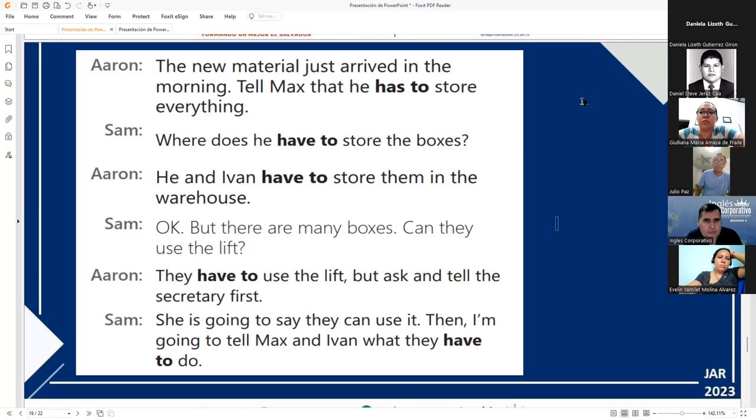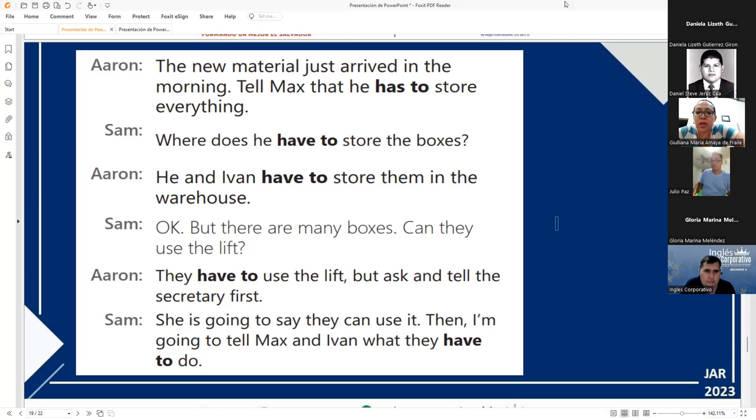The new material just arrived in the morning. Tell Max that he has to store everything. Where does he have to store the boxes? He and Ivan have to store them in the warehouse. Okay, but there are many boxes. Can they use the lift? They have to use the lift, but ask and tell the secretary first. She's going to say they can use it. Then I'm going to tell Max and Ivan what they have to do.